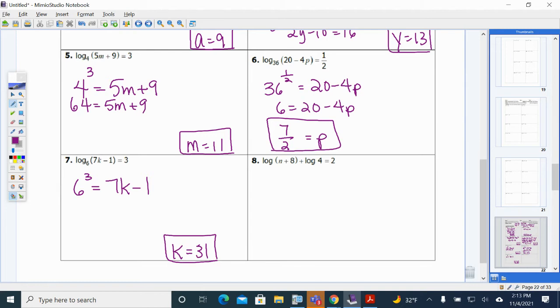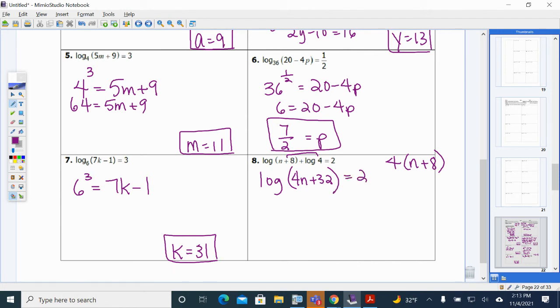Number 8. Log of n plus 8 plus log of 4 equals 2. So for this one, as I look at it, I'm thinking, okay, I have a log on one side, but not the other. What I need to do on the left side is condense. So because there's a plus, I'm going to multiply the n plus 8 and the 4. So think about what 4 times n plus 8 looks like. It's going to be log of 4n plus 32 equals 2.